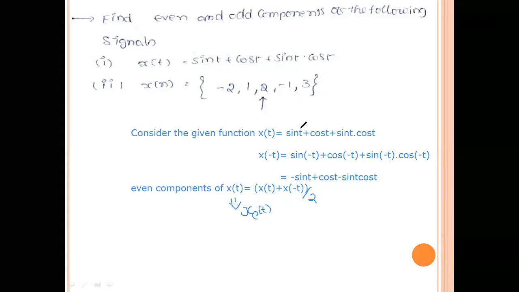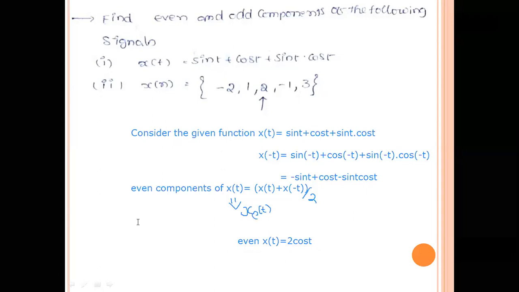Now please add these two functions. What will you get? You will get the even function of x of t: sin t and minus sin t get cancelled. Cos t plus cos t, you will get 2 cos t. And sin t into cos t minus sin t into cos t also gets cancelled. So you will get only xe of t is equal to 2 cos t.